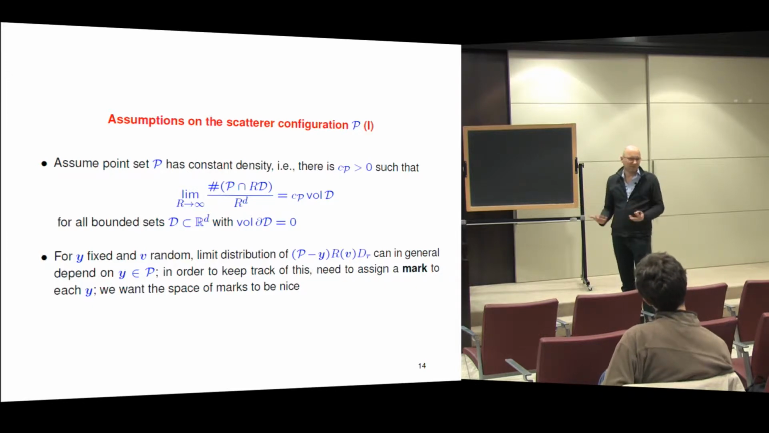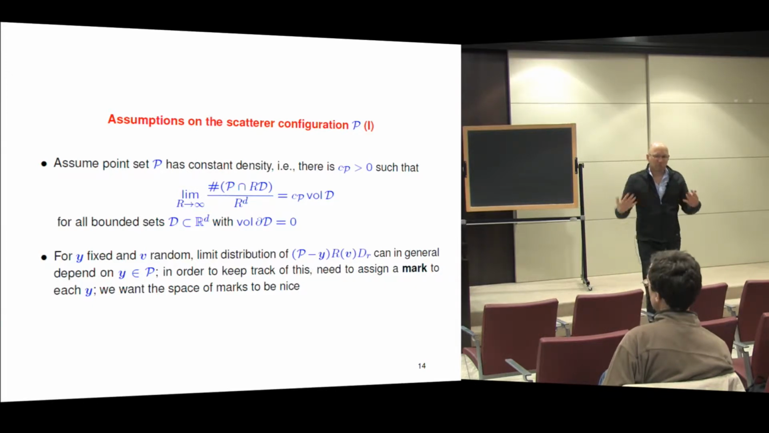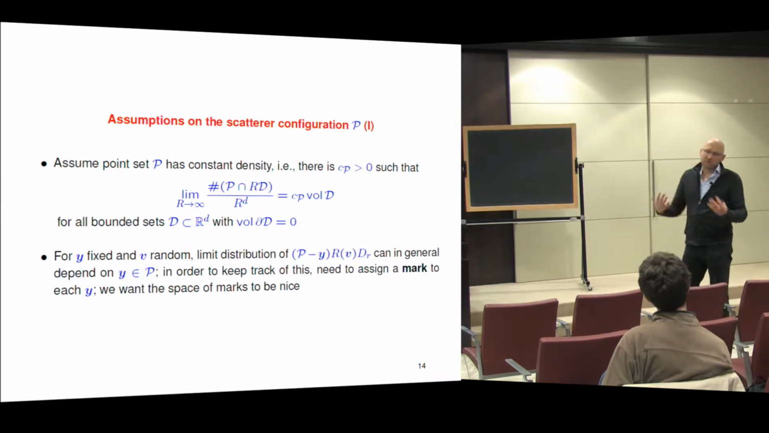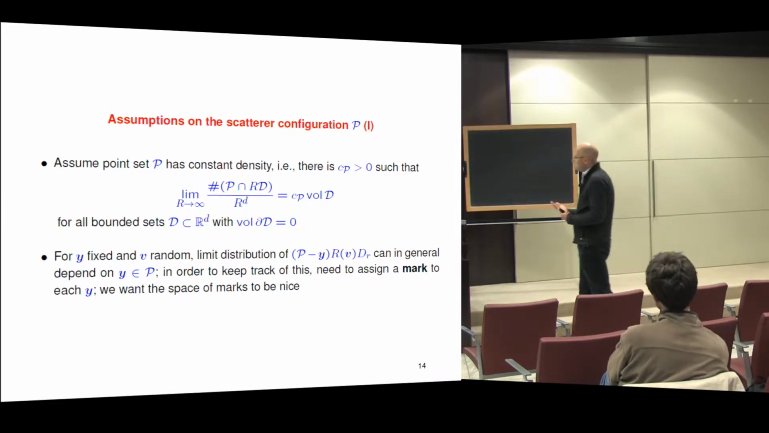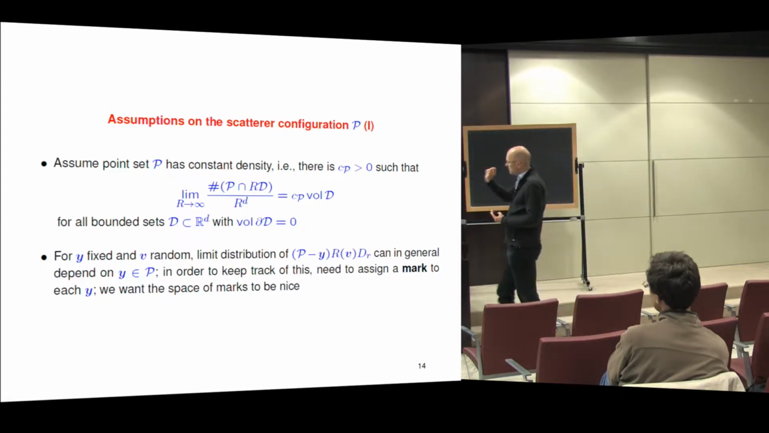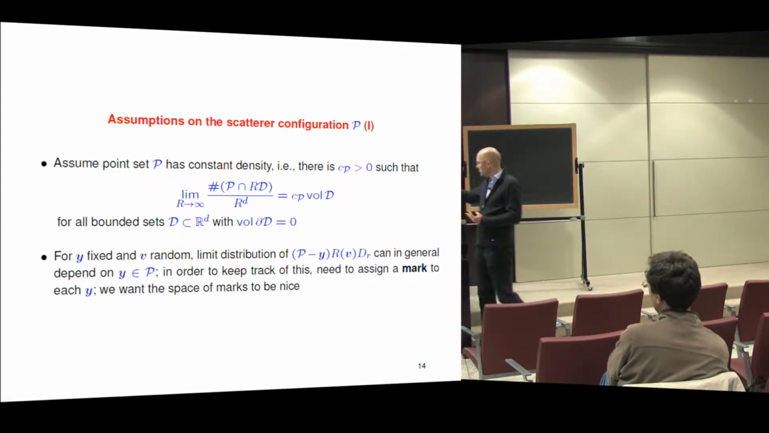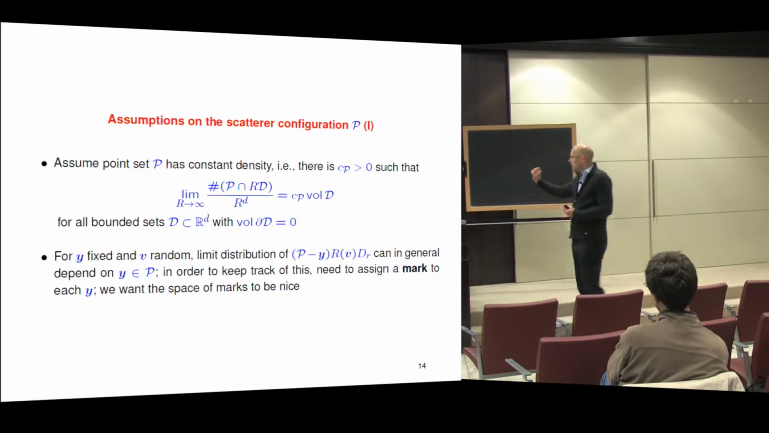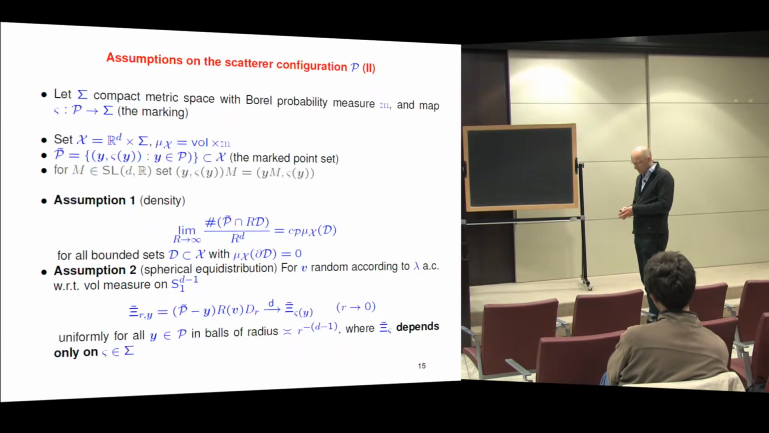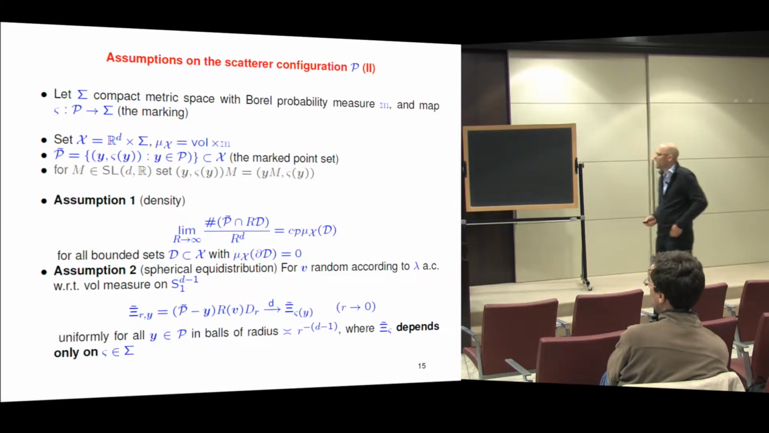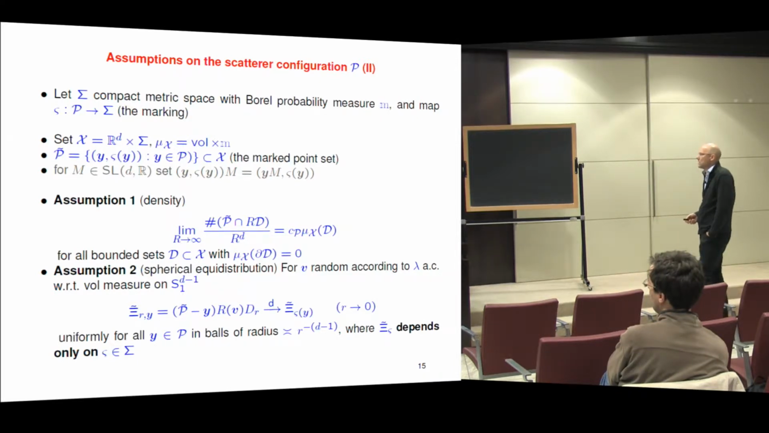Okay, and what does nice mean? Well, the limiting process should have a nice parametrization in terms of y. So the way one can do this in the theory of point processes, you assign a label to each of the y's, which we call a mark. We want the space of these marks for the limiting process to be nice. And this is done in the following setting.